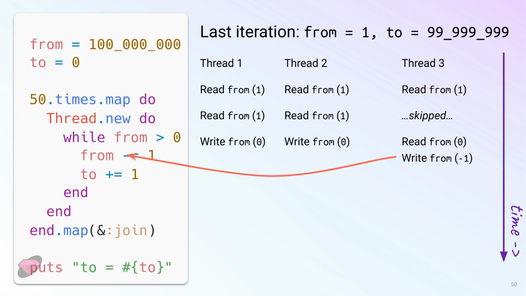And if you were looking at the code before using threads, this was impossible. You do while from bigger than 0, you subtract 1 from it. It's never supposed to go below 0, but now it went.